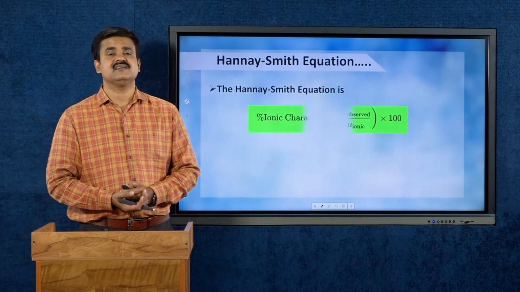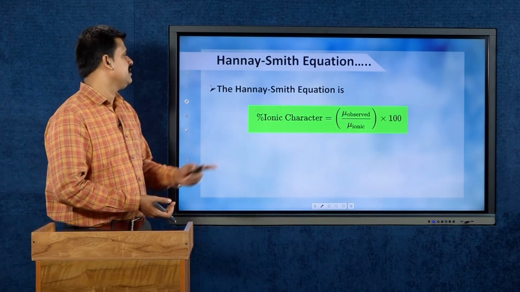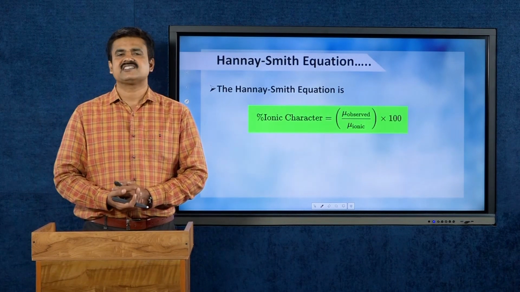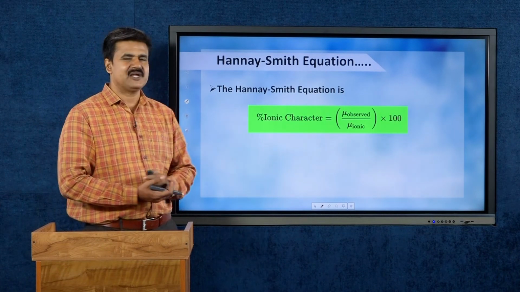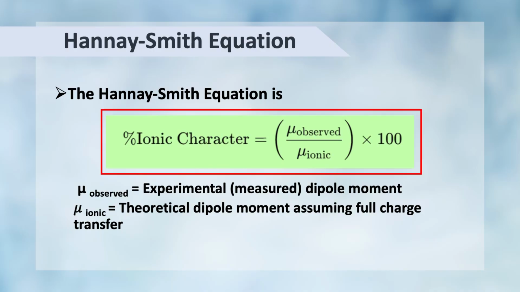The Hannay-Smith equation is shown here. The left hand side of that equation is similar to the Pauling equation, that is nothing but the percentage of ionic character. Percentage of ionic character is equal to mu observed divided by mu ionic multiplied by 100. Now, what is meant by mu observed? Mu observed means the experimental or measured dipole moment of the molecule.